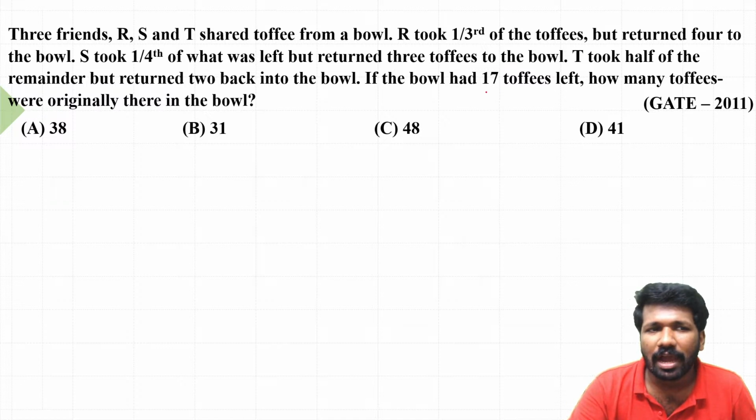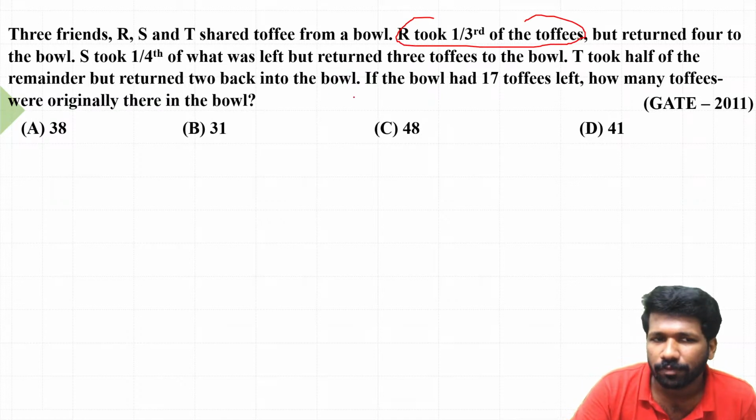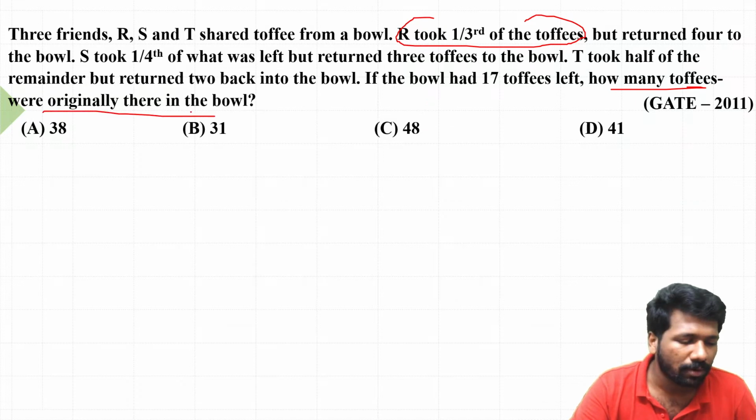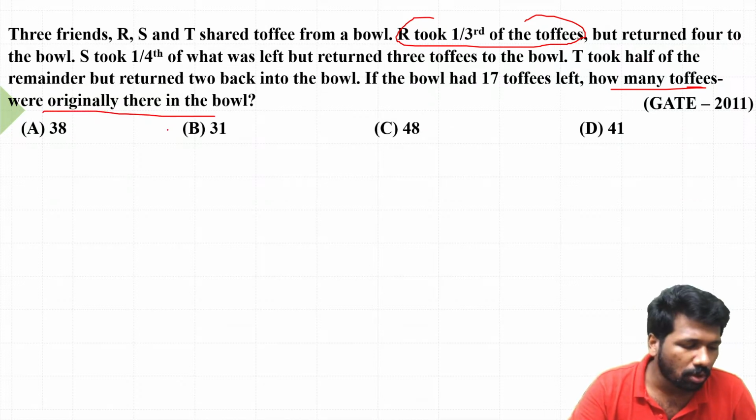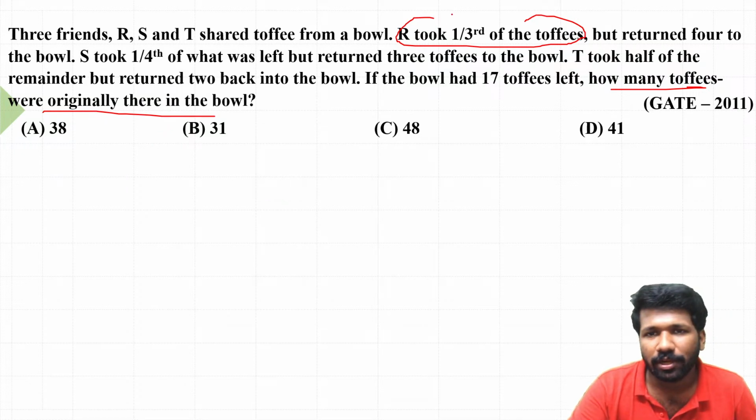So R took 1/3 of the toffees, means R took 1/3 of the total number of toffees. Question is asking how many total number of toffees were there in the bowl initially. R took 1/3 of total means total should be a multiple of 3. Then only R can take 1/3 of it.